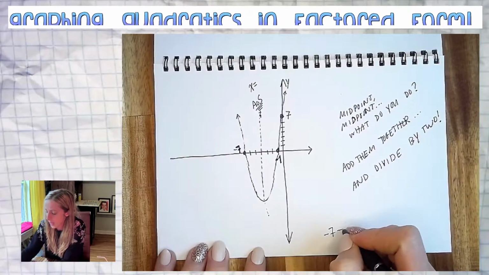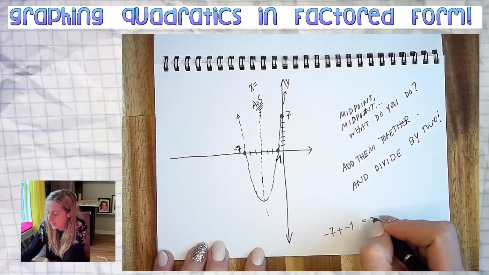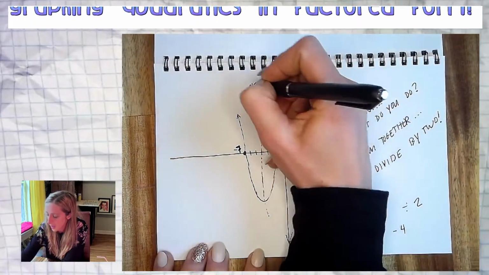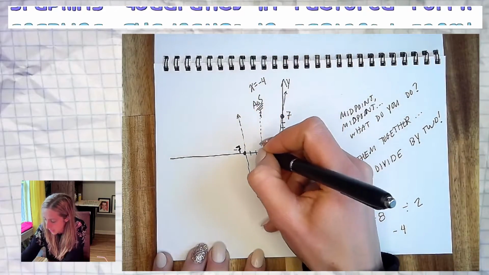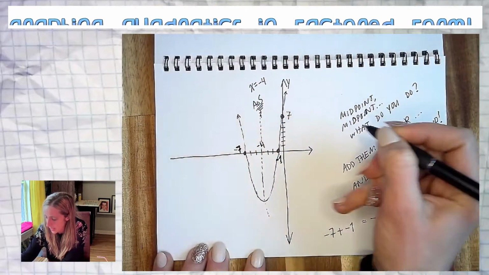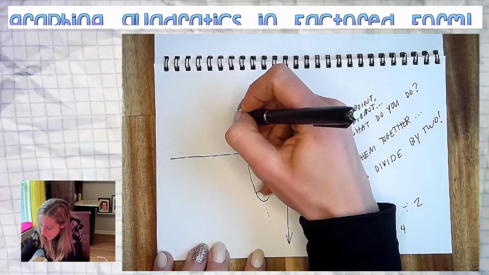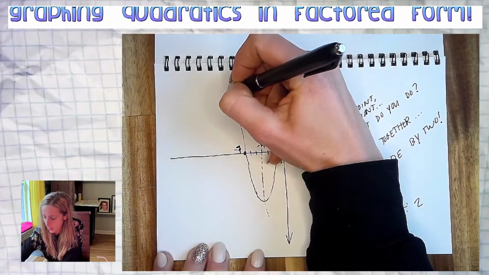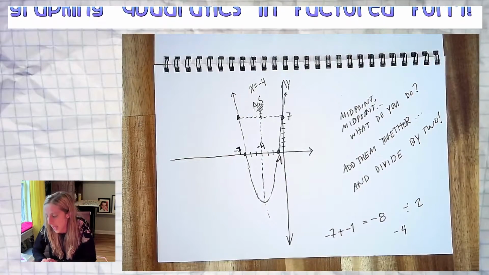So here I'm just going to show -7 plus -1 is -8. Divide that by 2, we get -4. So the axis of symmetry is at -4. That's where that middle would be. And then I could even get another point right here, a mirror point, if I wanted to. Okay, but that's all for today.